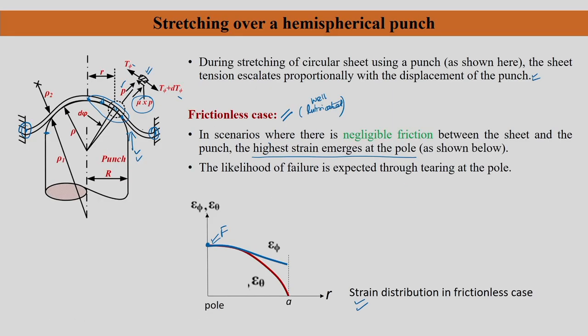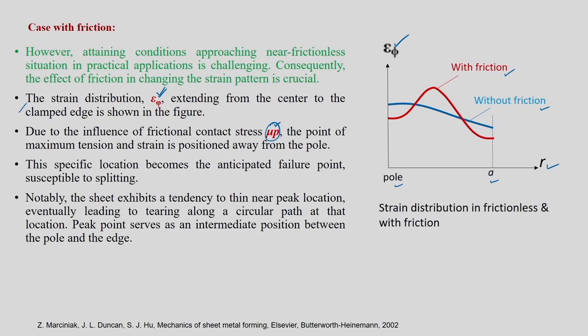Okay. So, this mu p, it is available somewhere in the deforming region. Because of the presence of mu p in the case with friction, this is going to actually pull the maximum strain from the pole towards some other location away from the pole. So, that is the main job of this mu p here. The point of maximum tension and strain is located away from the pole region, which means if you draw epsilon phi from pole to A, then it will follow this red color pattern.